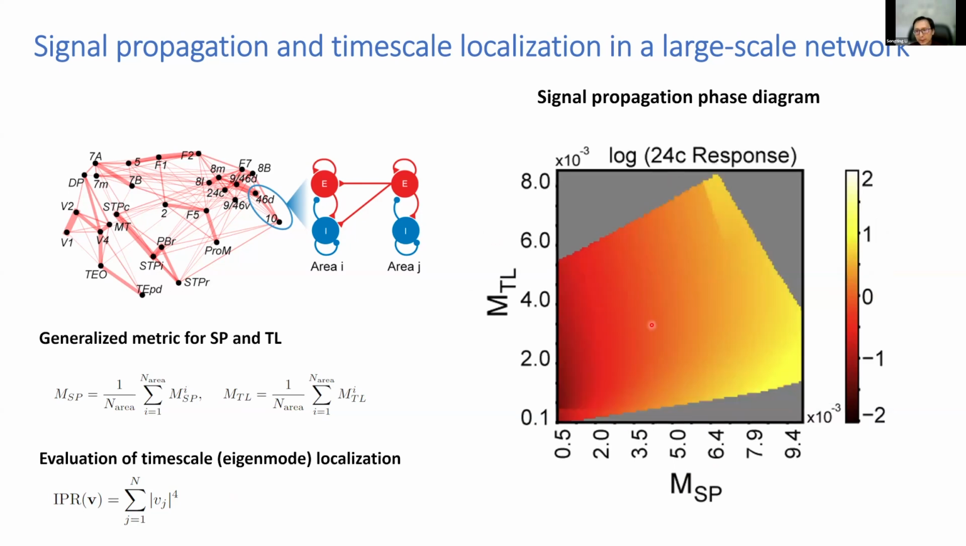And to quantify signal propagation, we just give input to V1 and then measure the response in 24C, which sits in the highest position in the hierarchical axis. And then we can see that signal propagation mainly depends on MSP rather than MTL, because if you look vertically, once you fix MSP, the response of 24C is almost constant.